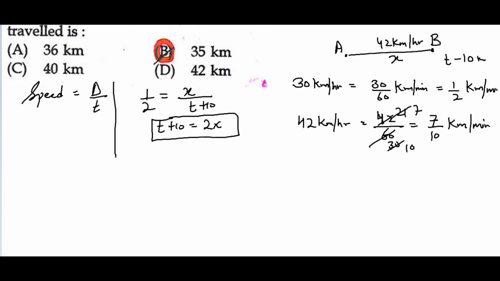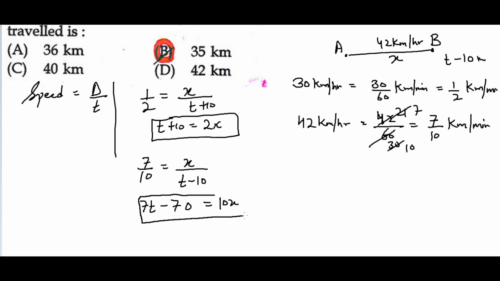Let's go with the other scenario, which says that 7 by 10 is the speed and x distance is the same, but time is now a little less, t minus 10. Let's cross multiply, which means 10 is going to be multiplied with x and this thing with 7. So what we are going to get here is 7t minus 70 is equal to 10x.